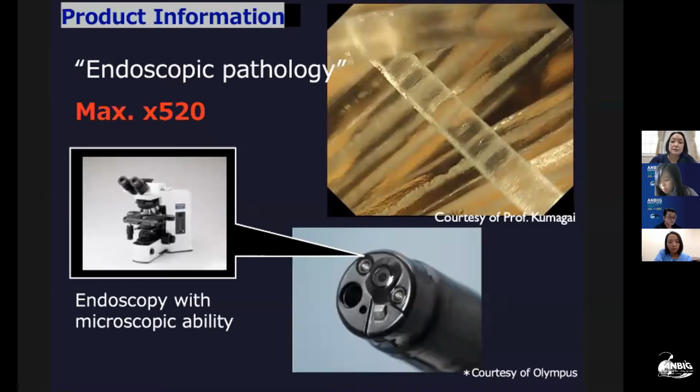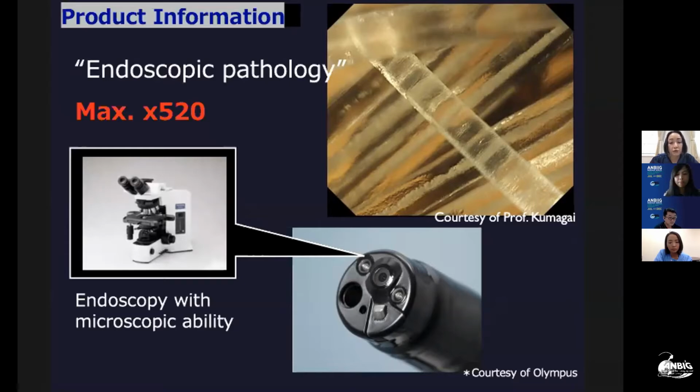And this is the latest model of endocytoscopy. It has only one lens that has a magnification power of up to 520 folds. And of course, it can be used as a normal scope. And this is actual screening endoscopy with ultra-high magnifying power, you can say.